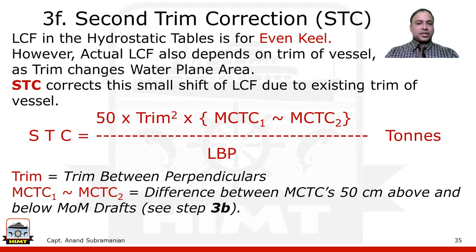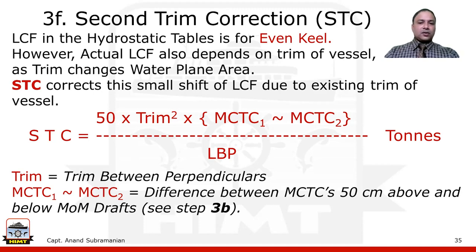The values for the MCTCs can be obtained from the hydrostatic particulars and put in here, and this whole thing is divided by LBP. The answer we get is in tons. So again, the second trim correction is equal to 50 times trim squared, where the trim is the trim between the perpendiculars. MCTC1 and MCTC2 here are the MCTCs 50 centimeters above and 50 centimeters below the mean of mean drafts.